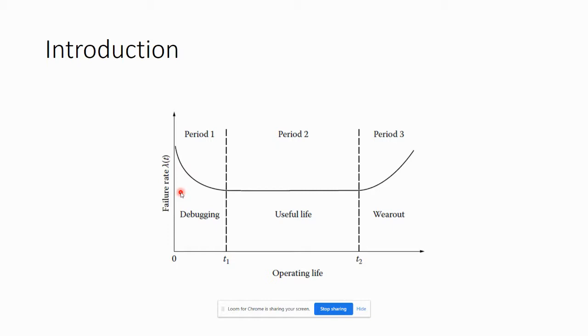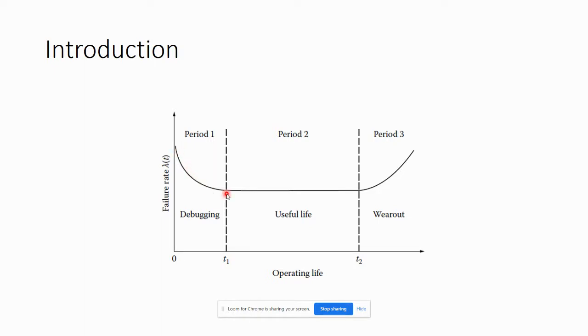For example, think about a new car model. When they first roll out the car, you hear a lot of problems, like the window cannot be wound down, things like that. So we are debugging all these issues. As we debug the issues, the failure rate of the device will drop.